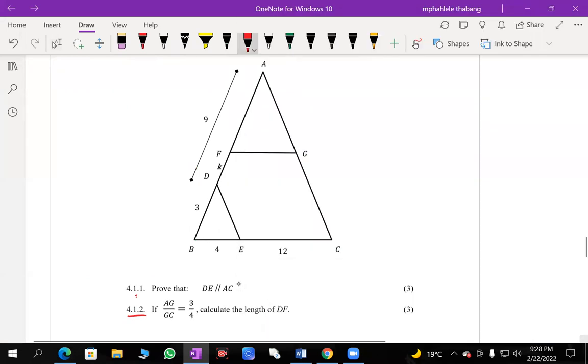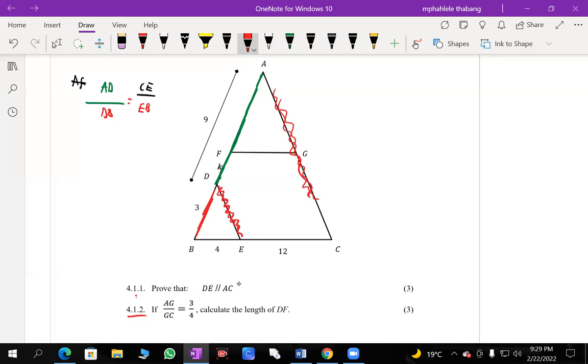We need to prove DE is parallel to AC. This DE is parallel to AC if AD over DB is equal to CE over EB. Then DE will be parallel to AC.